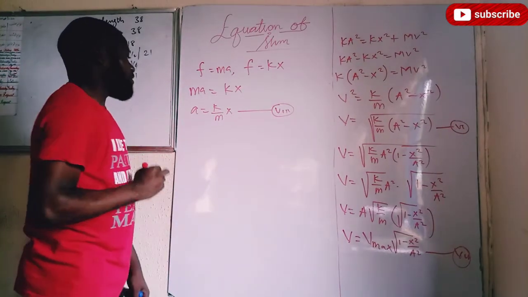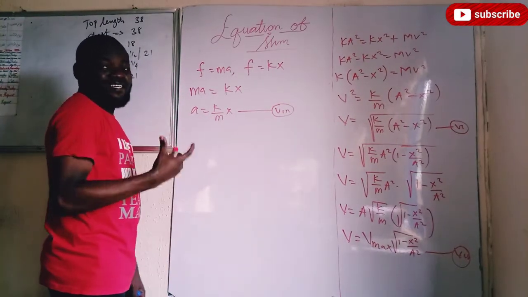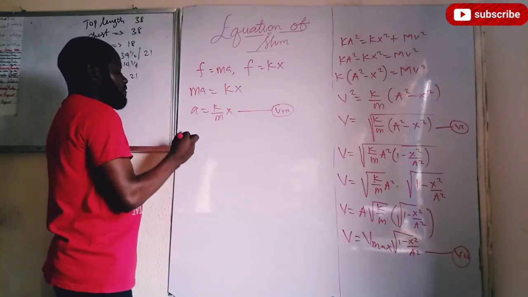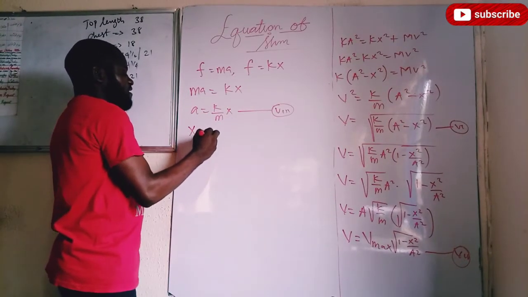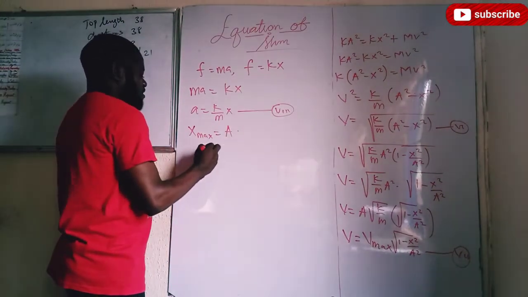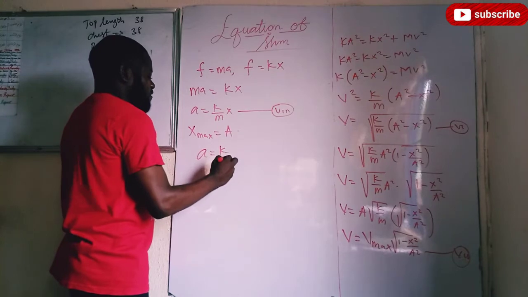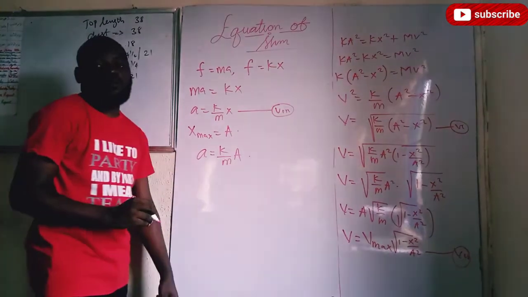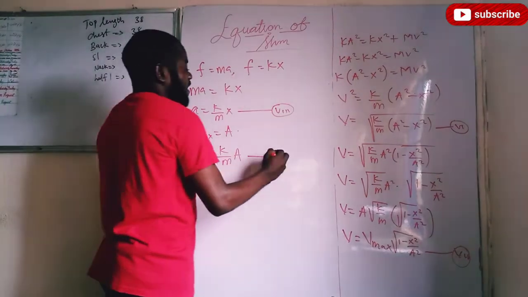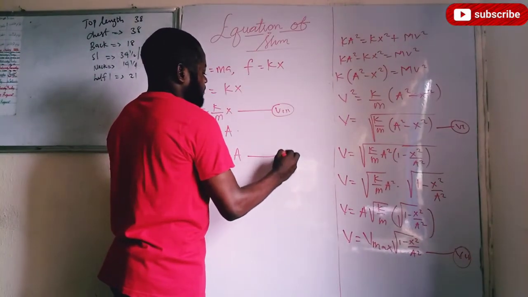So this can be our acceleration at any point. Are we together now? So if you are looking for maximum acceleration, for acceleration to be maximum, your displacement must be maximum. So when displacement is max, our result is amplitude. Thus, a equal k divided by m multiplied by what? Amplitude. This is going to be our maximum acceleration, and this is equation 9.